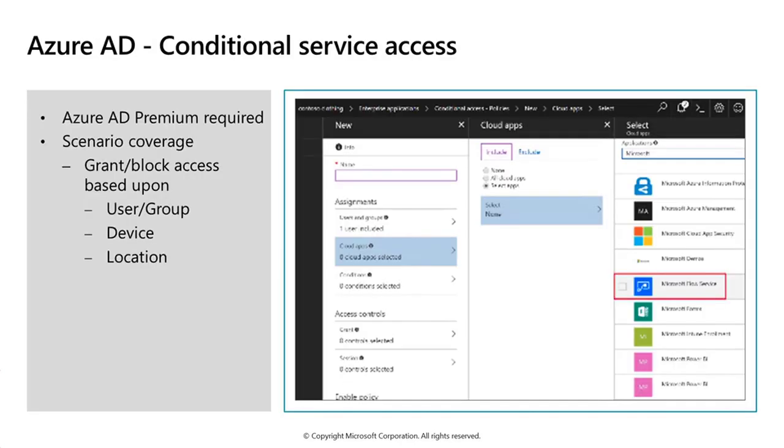So the first one is the conditional service access. Azure AD Premium is required. You can cover different scenarios. You can grant or block access based on the user location, the user or the group, or the device. So you can manage all these different scenarios right here. But you need Azure AD Premium to use it.